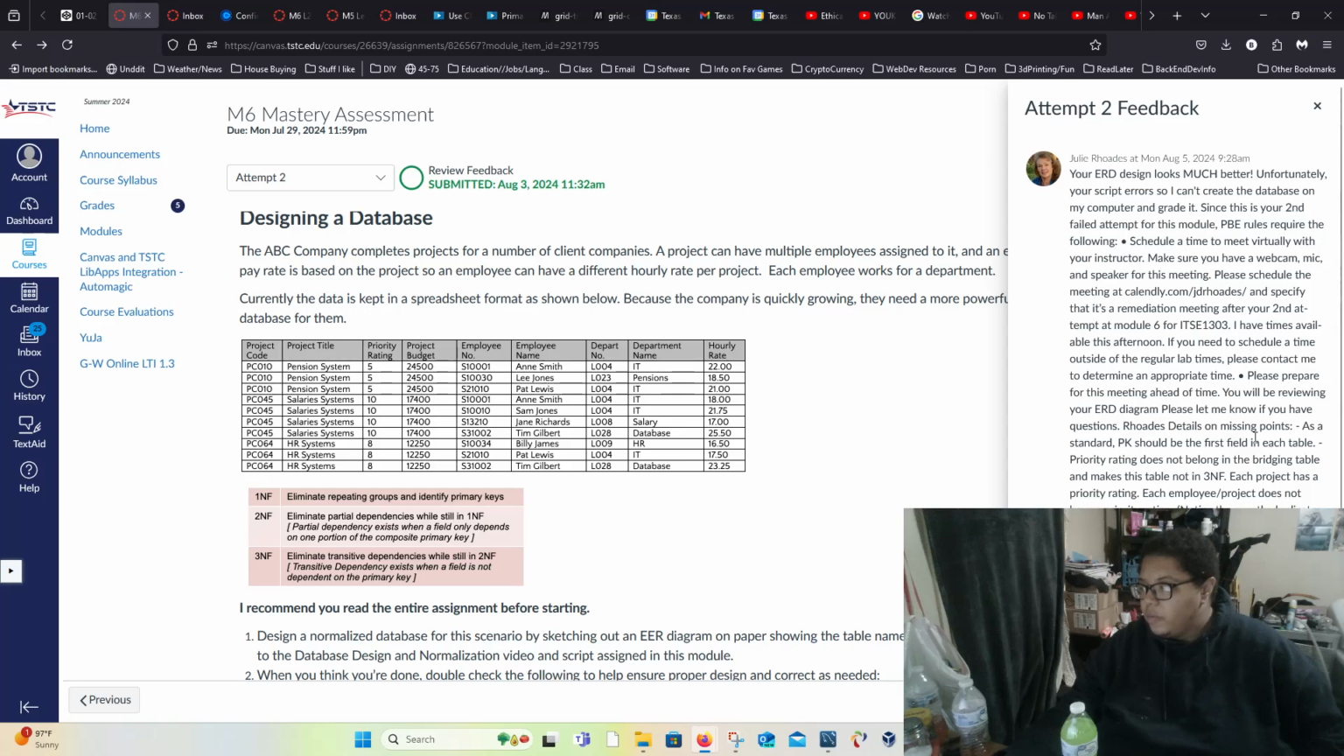So, she says, okay, for point deduction, PK should be the first field of each table. Priority rating does not belong in the bridging table, and that makes this table not 3NF, which is eliminate transitive dependencies while still in 2NF. Each project has a priority rating. Each employee project does not have a priority rating. Notice this exactly duplicates between records with project code and project rating. Yeah, that's why I put priority rating in the projects table.